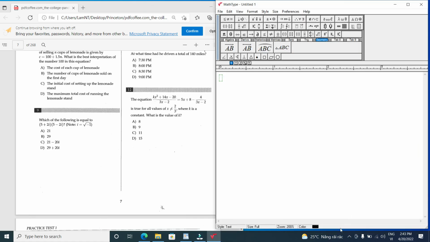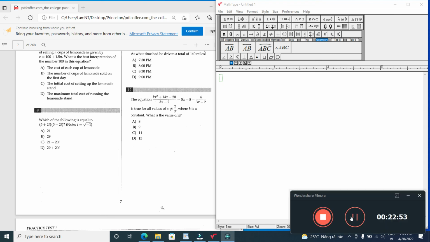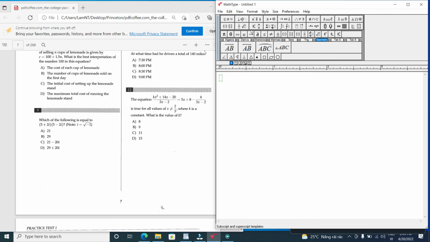Okay, so let's change to MathType. We all know that i squared is equal to -1. So i squared is going to be equal... Oh man, what is this? This has to be a font error.